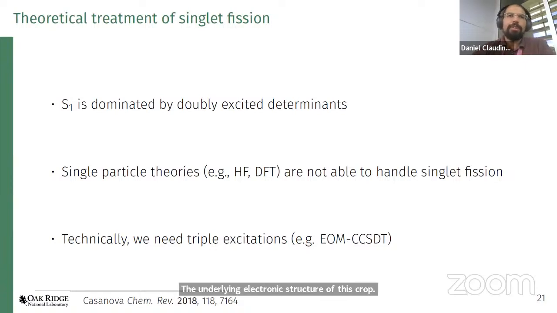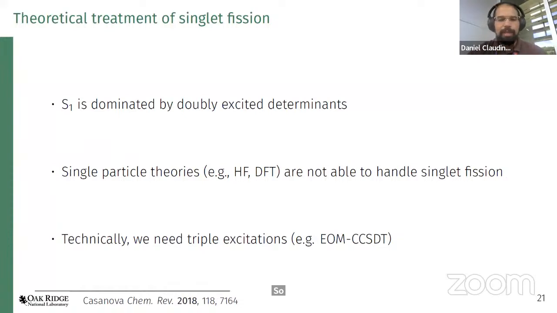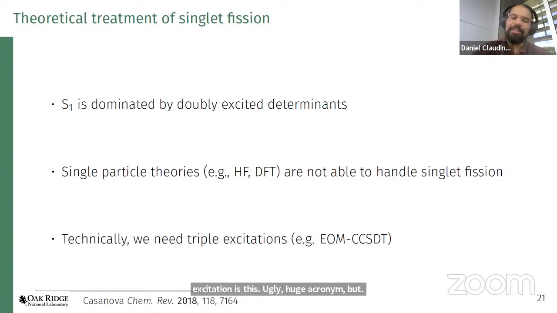It's well known that to be able to understand doubly excited determinants, we need triple excitations in order for the double excitations to, quote unquote, relax in the presence of higher order contributions. The typical method to handle these triple excitations is this ugly huge acronym, but bear with me. What is relevant here is that we need those triply excited determinants out of the mean field solution.